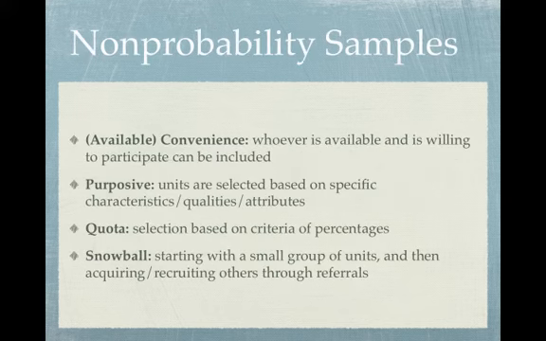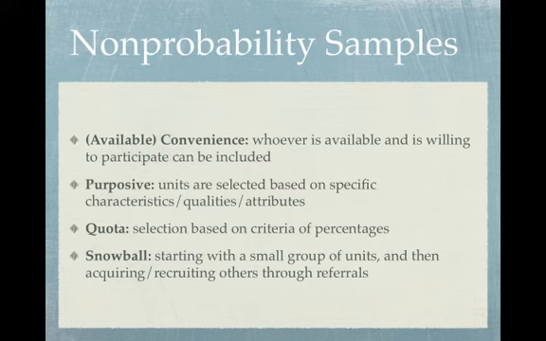So let's run through some of the types of non-probability samples and probability samples. We'll start with non-probability samples. There are 4 major types. Available or convenient samples are the samples by which we recruit anyone who wants to be part of the study. Purposive samples, we recruit volunteers that have specific characteristics, qualities, and attributes.